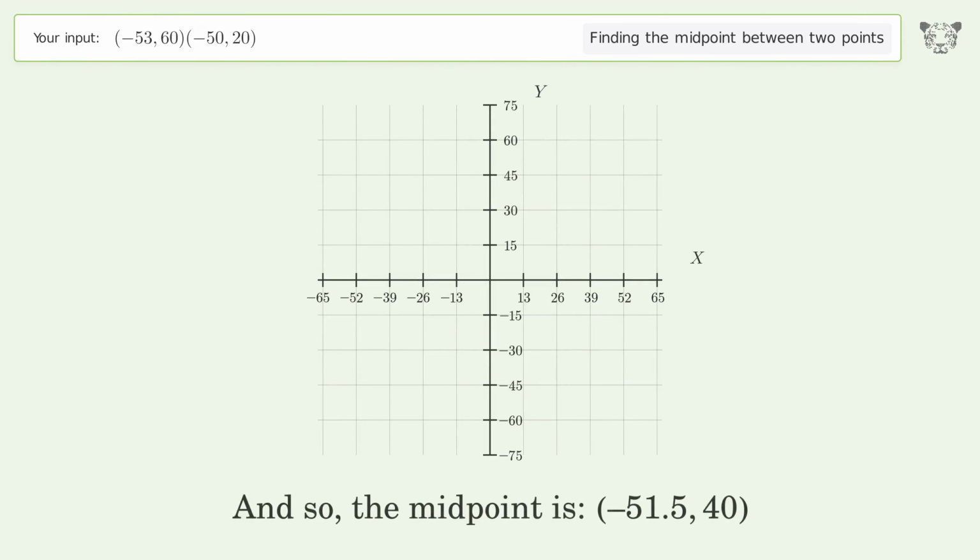And so, the midpoint is negative 51.5, 40.